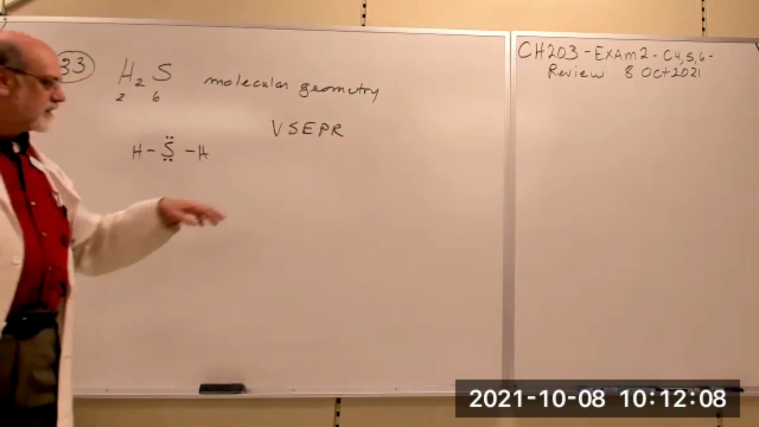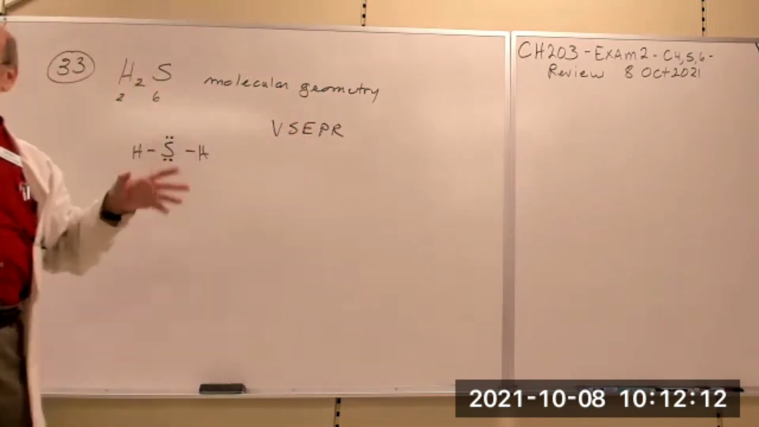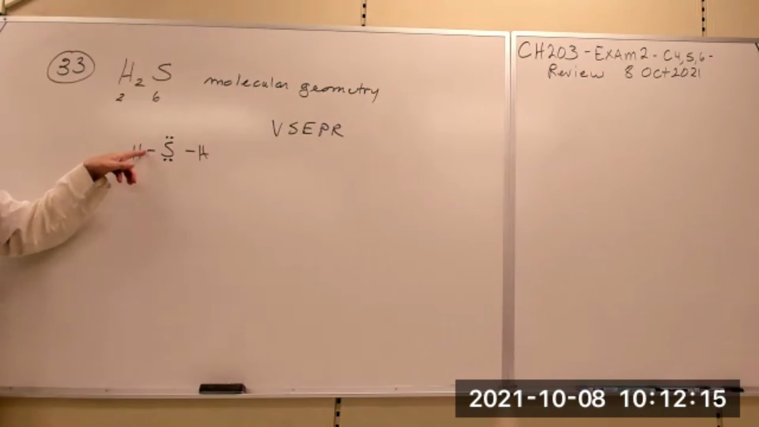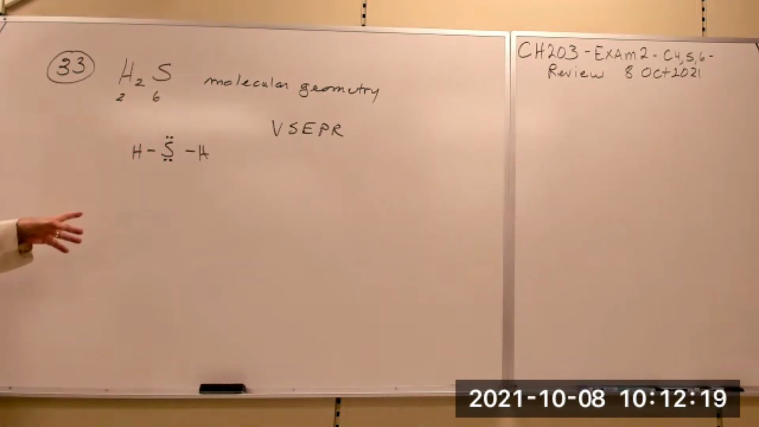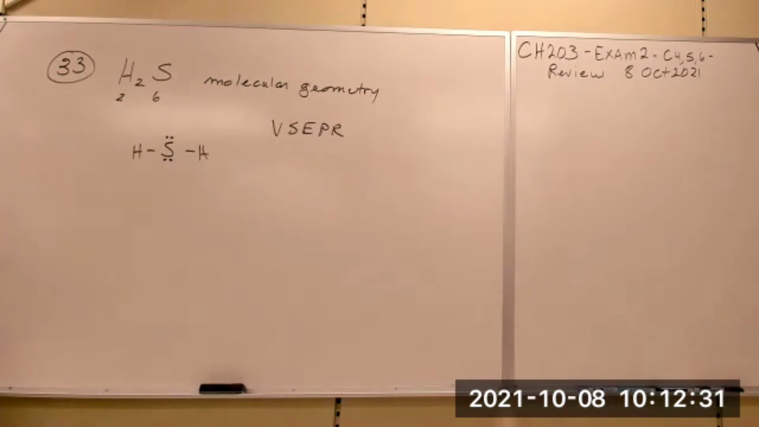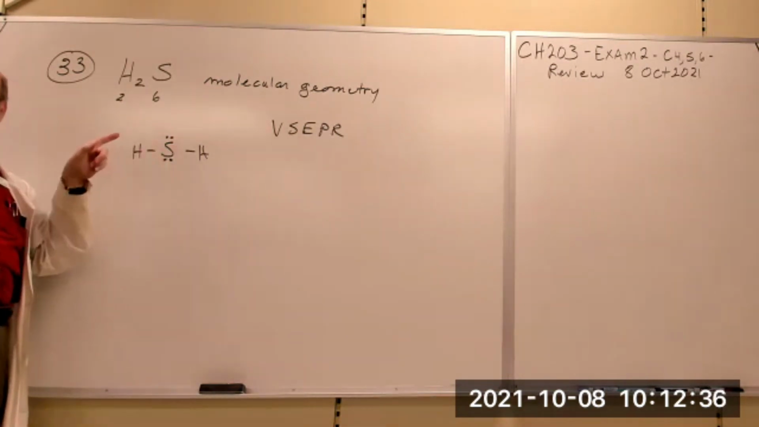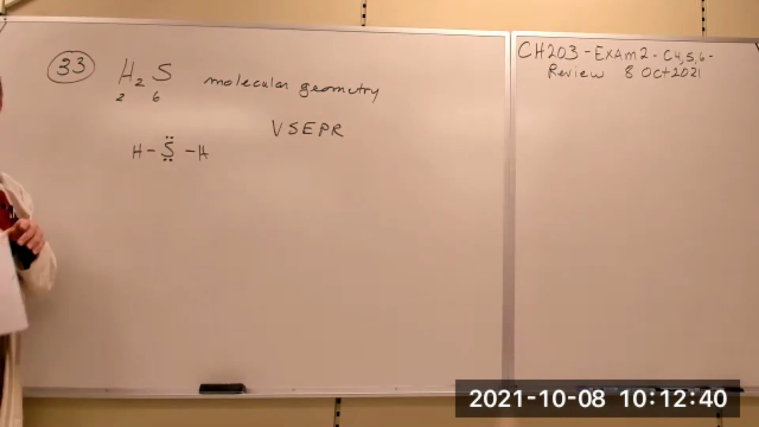Remember that? Valence shell electron pair repulsion, which just means that these bonding electrons and these lone pairs are going to try to get as far away from each other as possible. Okay, so we need a regular geometric structure, a shape, that will put these electrons far from each other. And if you've got 4 of them, the regular geometric structure is the tetrahedron.